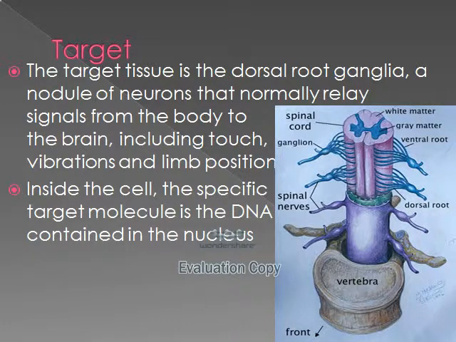As mentioned before, the target tissue is the dorsal root ganglia, which is a nodule of neurons that relay signals to the brain, which include the sense of touch, vibration, and spatial awareness. Inside the cell, one specific target molecule is DNA, which is contained within the nucleus.